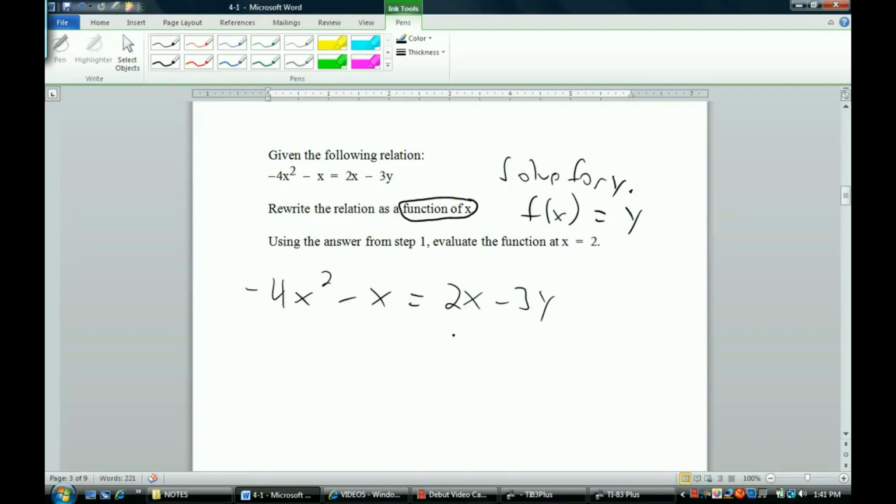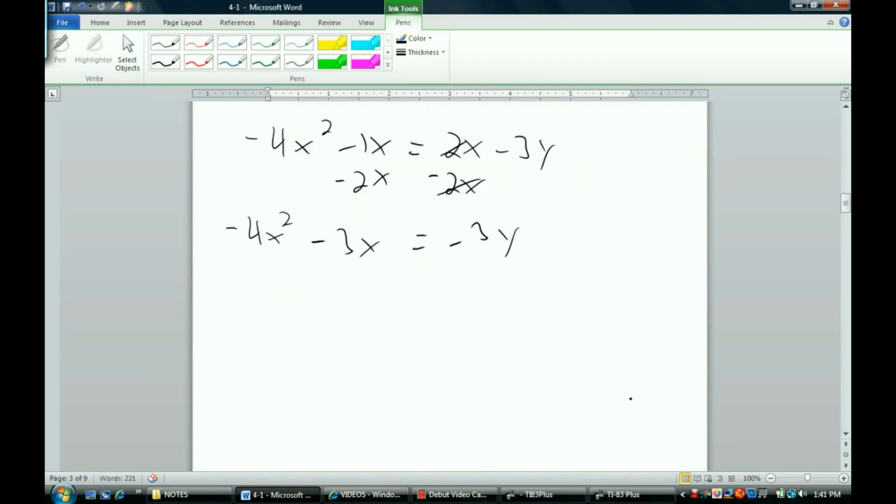We're just going to treat it like a normal equation. I want this y term by itself, which means I need to get rid of the 2x. So I'm going to get rid of the 2x by subtracting 2x, because a positive 2x minus 2x cancels each other. I'm going to write the negative 2x underneath the negative x on the left side. Right side, these do cancel because it equals 0 and it leaves negative 3y. On the left side, I have negative 4x squared, and then negative x minus 2x, or negative 1x minus 2x, is minus 3x.